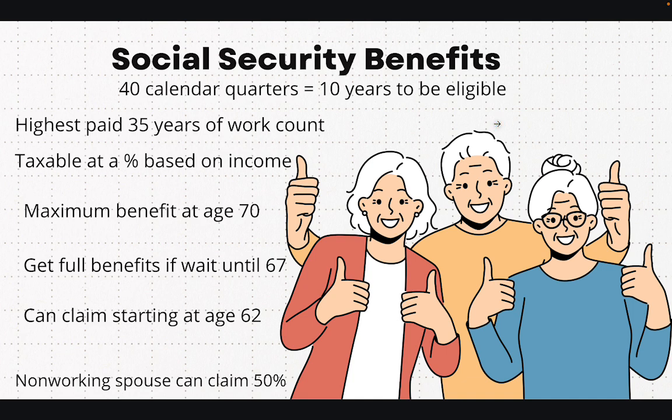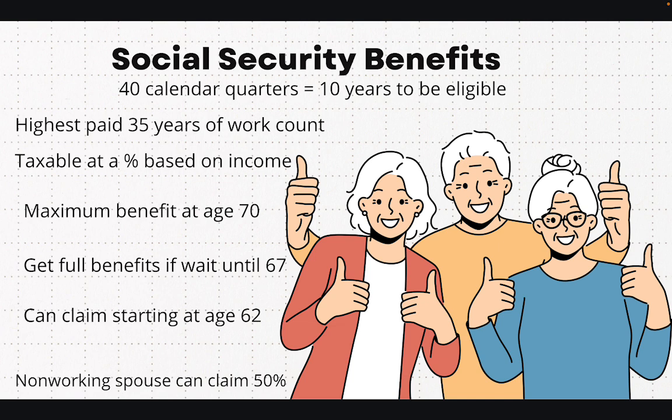Social Security benefits. Look how happy these people are. Okay. They have worked long enough to qualify for Social Security. So Social Security benefits are for people who become eligible once they have 40 calendar quarters of work under their belts. That's 10 years. The highest paid 35 years of work count. So let's say you work for 50 years. You can choose the highest 35 years to count towards what you earn in Social Security.